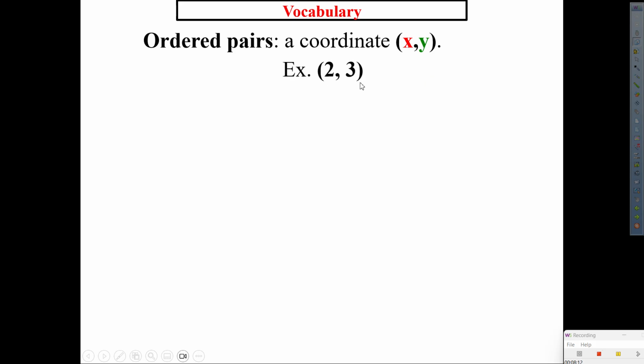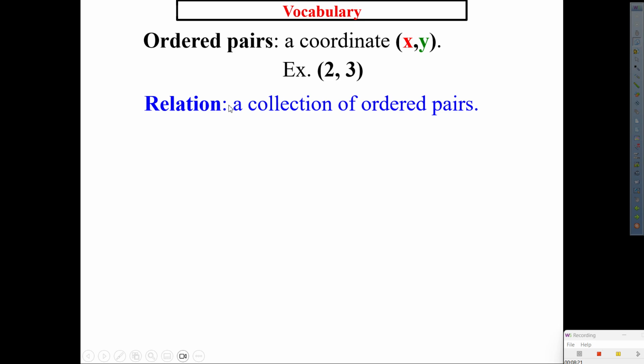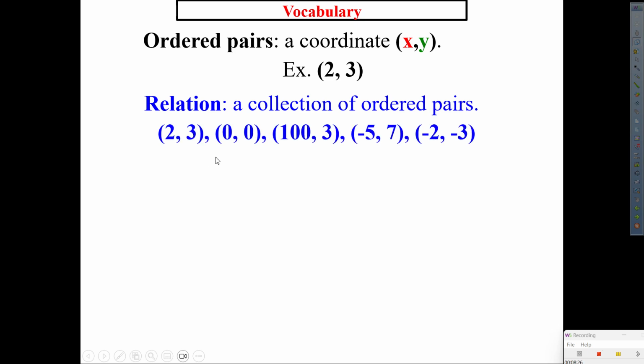So whenever I give you an ordered pair such as 2 and 3, we already know that 2 is X, Y is 3. When I give you a bunch of ordered pairs together, they're called a relation. And they look like this. Don't copy that. You already have that.